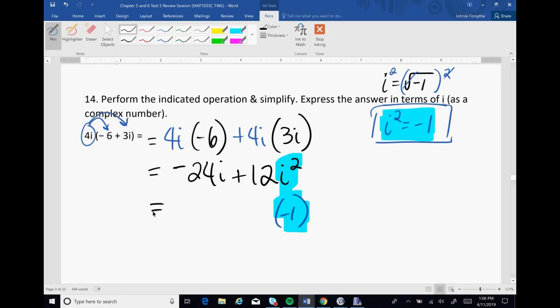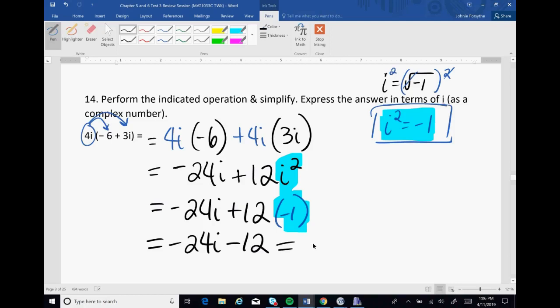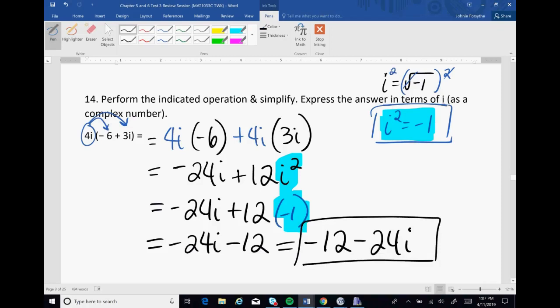Alright? So what we have is -24i plus 12 times -1. So what we actually have is -24i, and then 12 times -1 is -12. And so we normally write the constant as the first number, so we'll say that's -12 minus 24i. I don't think it really matters for these, but just so you know, this is how you want to write it.